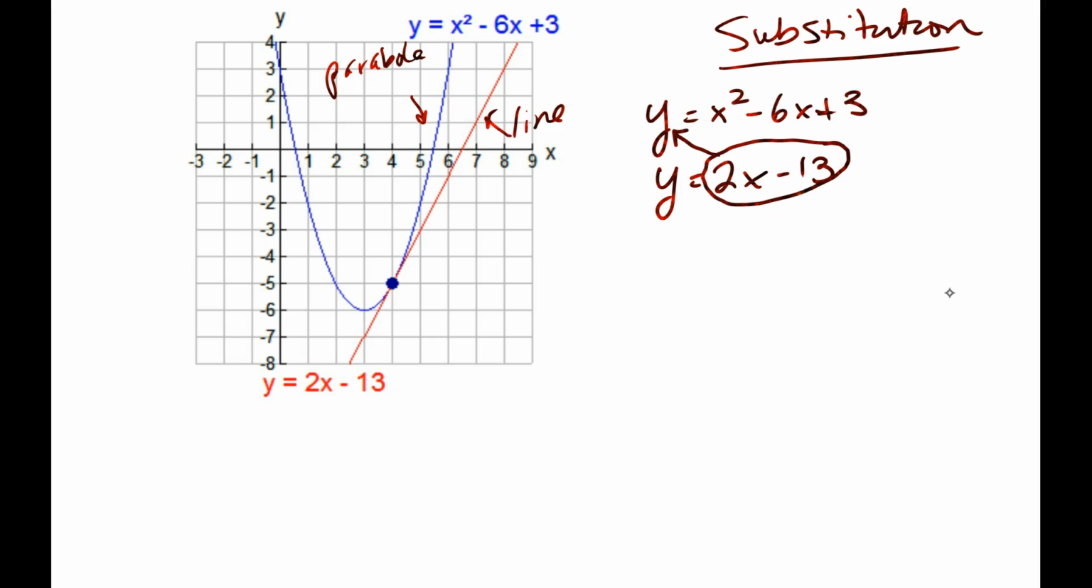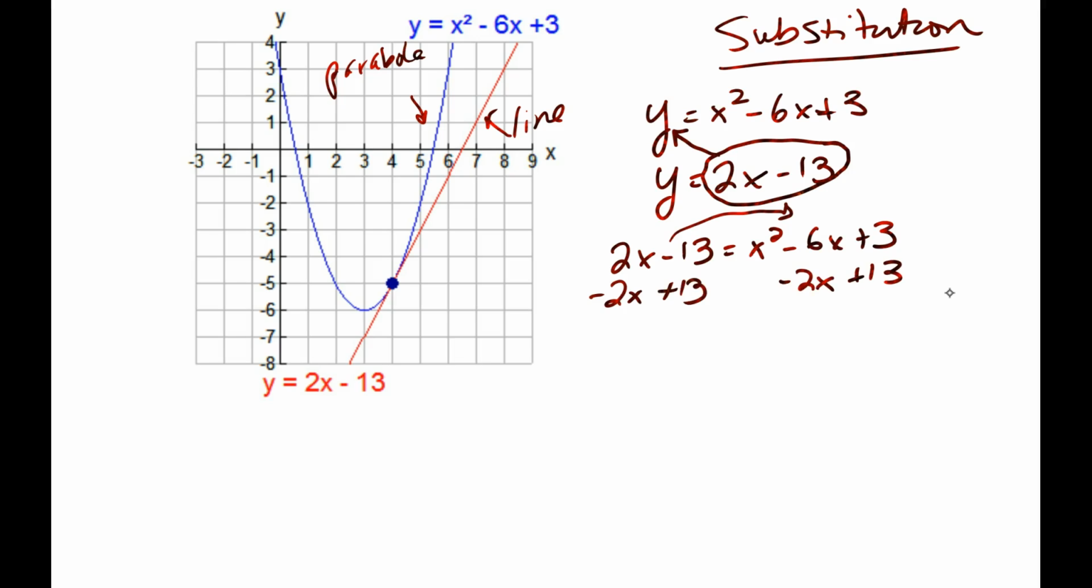So now we have the equation 2x minus 13 is equal to x squared minus 6x plus 3. We are substituting this into that problem, and now we're solving. Just like before, we bring everything over here. So we subtract 2x and we add 13 to both sides, and now we end up getting 0 is equal to x squared minus 8x plus 16.